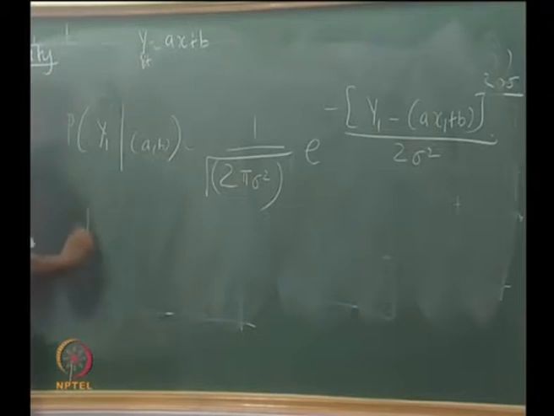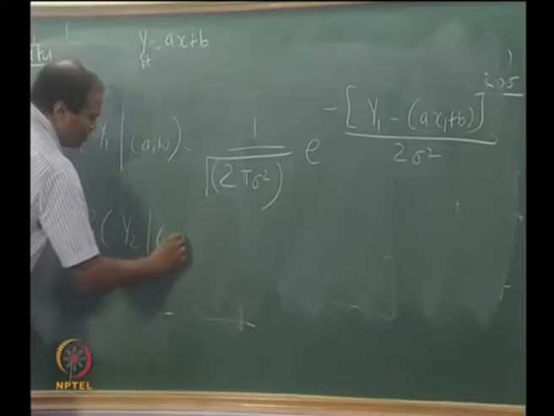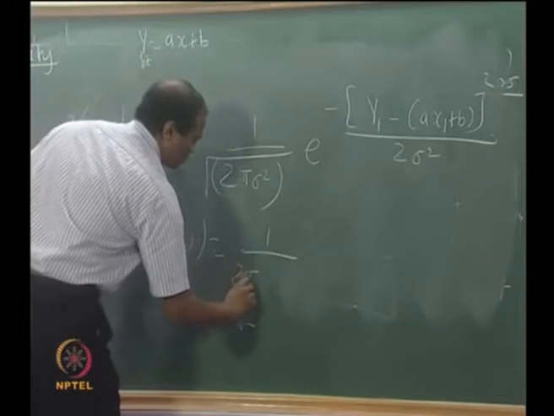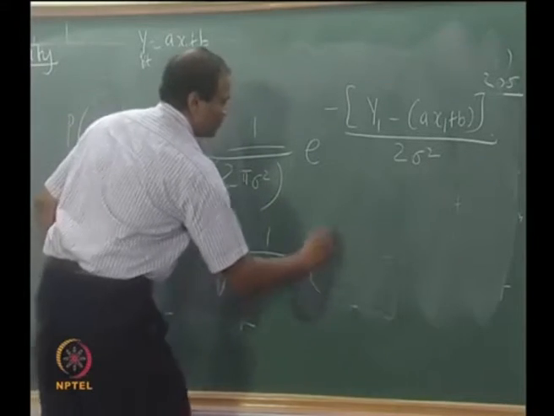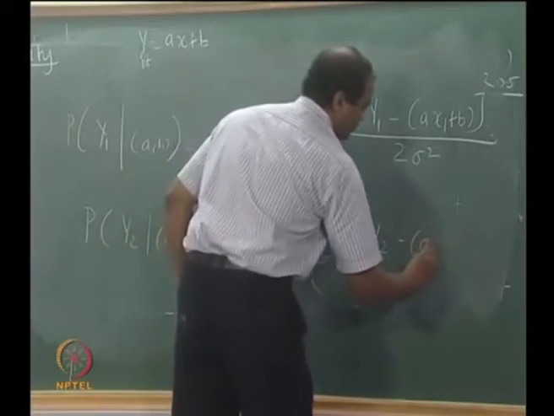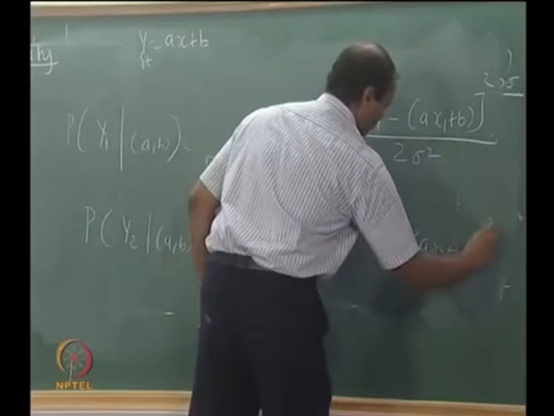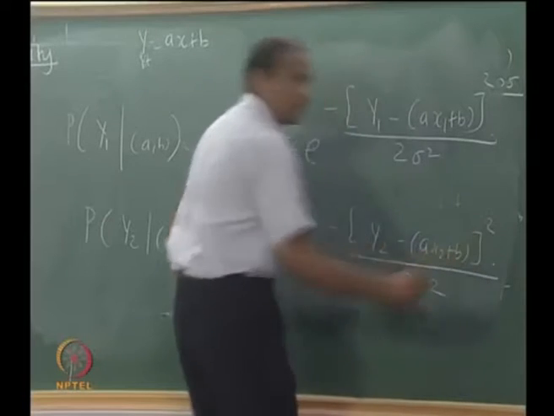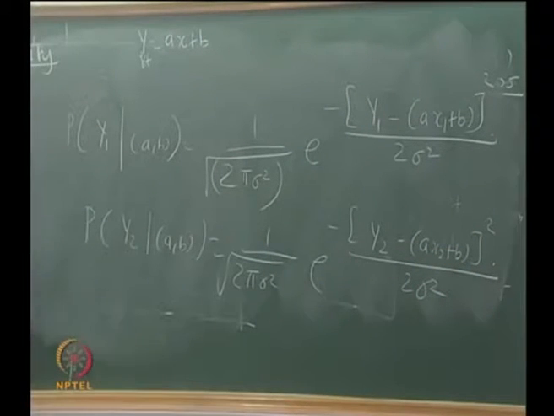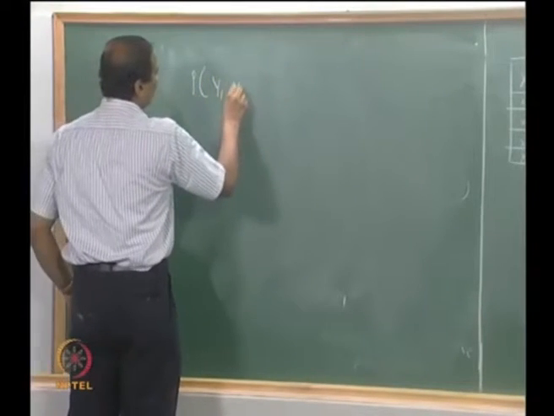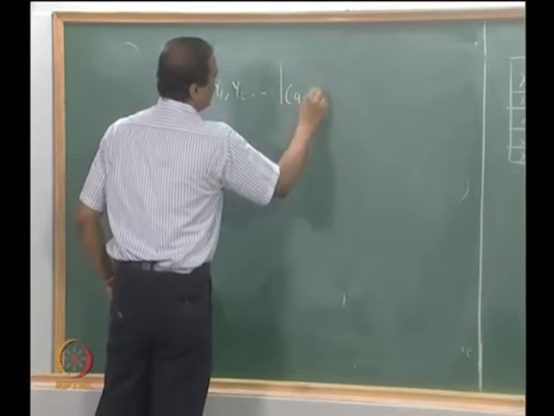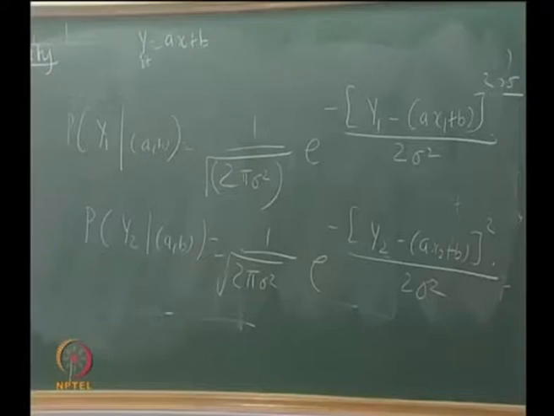Similarly, the probability of getting y2 for the same given A, B is given by this. Therefore the probability of getting y1, y2, y3 and so on for a given A, B is just given by the product of all the probabilities.